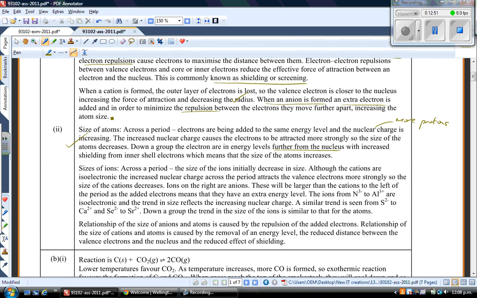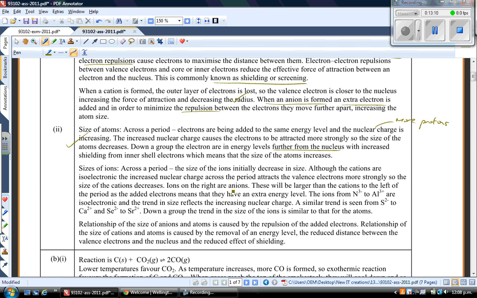And then size of ions. Across a period, the size of the ions initially decrease in size. Although the cations are isoelectric, the increased nuclear charge across the period attracts the valence electrons more strongly, so the size of the cations decreases. And that's because you've lost 2 electrons, so the nuclear charge is increased.